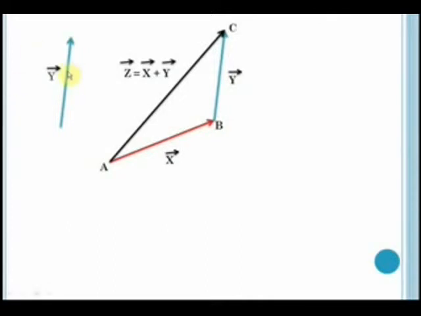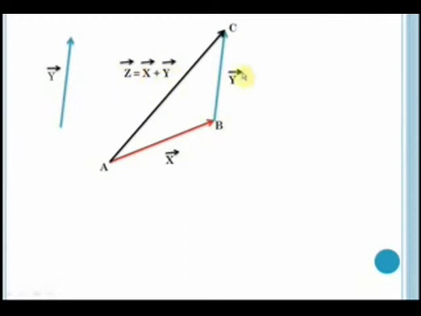So we draw a vector which is equal to vector y but with B as its initial point. So this is the vector y with B as initial point. Let us say that C becomes its end point. So the vector AC, which is the initial point of vector x and the final point of vector y, is known as the resultant of x and y. Or let us say that this is the vector z, which is equal to x plus y.